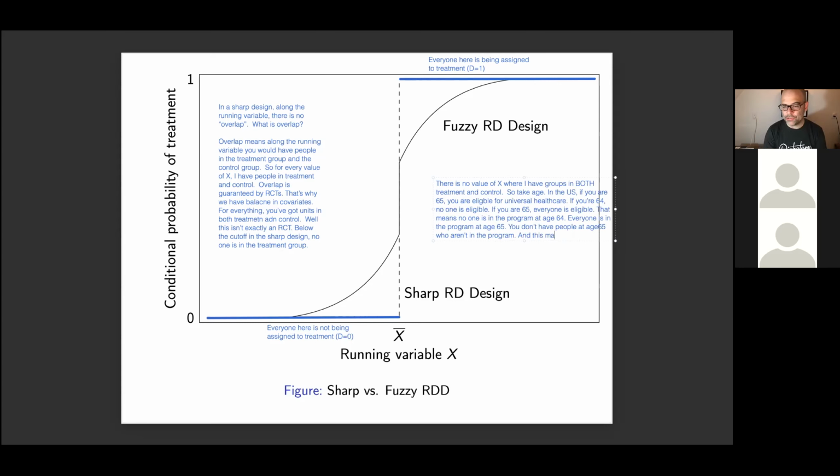And this matters because it means we can't compare 65-year-olds to 65-year-olds or 64-year-olds to 64-year-olds. We will necessarily have to compare 65 to 64-year-olds. So under what conditions is that comparison going to be free from selection bias?